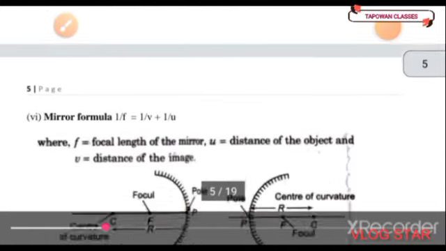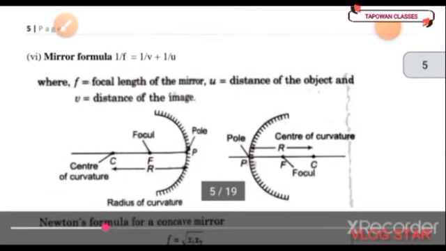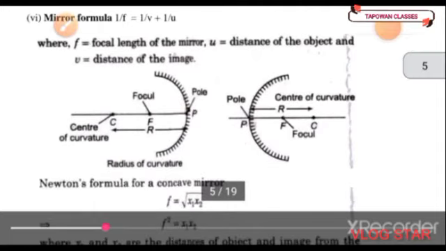Now comes the mirror formula, that is a very famous formula. It is the mirror formula. We understand this point from standard 10th. So 1 by small f is equal to 1 by v plus 1 by u, where f is the focal length, u is the distance of the object, and v is the distance of the image, which is given in this diagram.